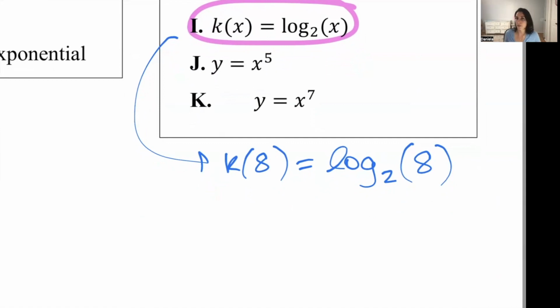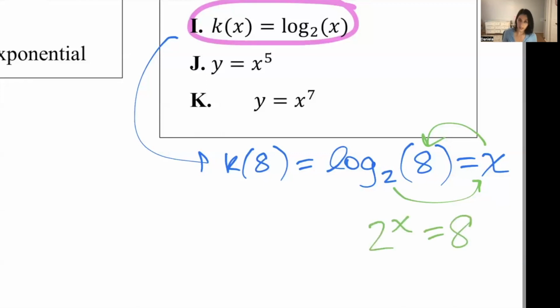How do we convert it to exponential form? We're trying to find out this value, so let's say it's equal to x. We don't know what x is yet. If we convert it to an exponential, that is saying 2 to the x power is 8. So then you have to ask yourself, what does x have to be? x would have to be 3, because 2 to the third is 8. So this answer is just going to be 3.